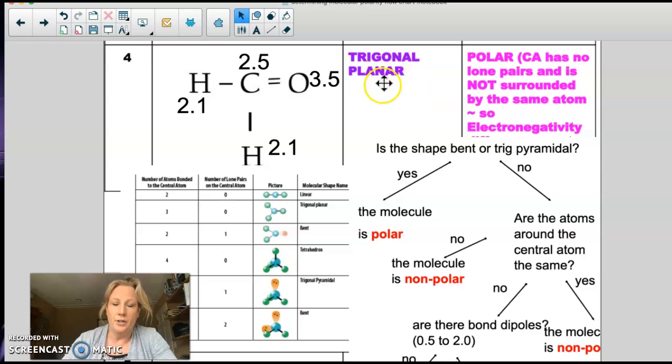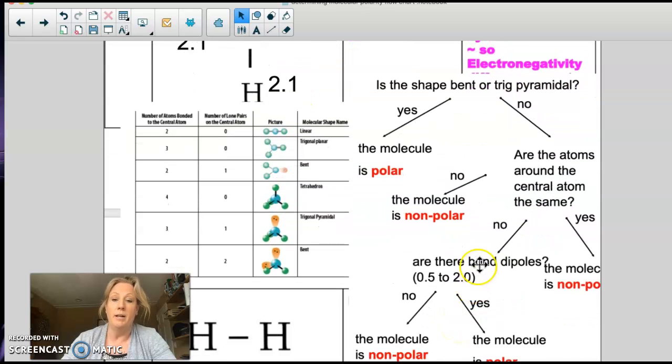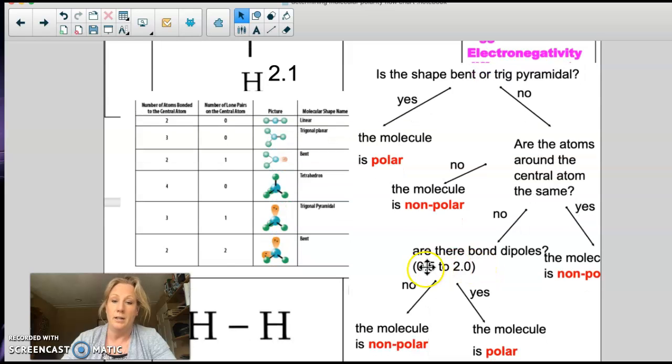Once we know it's trig planar, now we're ready to look at whether or not this is a polar molecule. So again, we ask ourselves, is it bent or trig pyramidal? No. Are the atoms around the central atom the same? Here's our central atom. We have 2 hydrogens and an oxygen, so they are not the same. So then I have to look at whether there are any bond dipoles. I want to look at electronegativity differences and see if there are any that fall in the range of 0.5 to 2.0. If there are, then the molecule is polar. If there are not, then it's nonpolar.